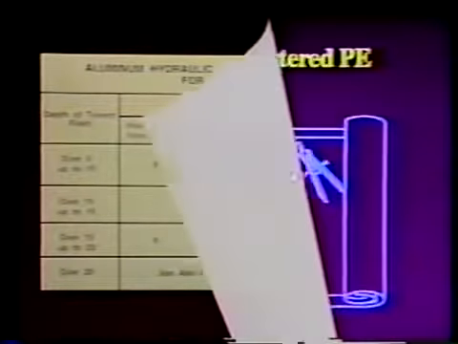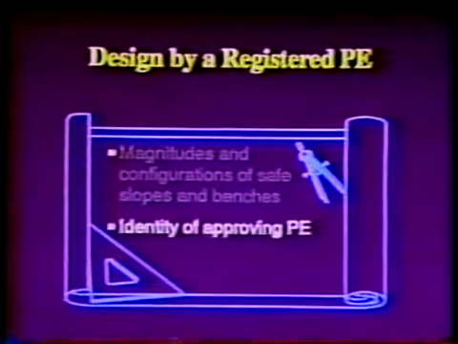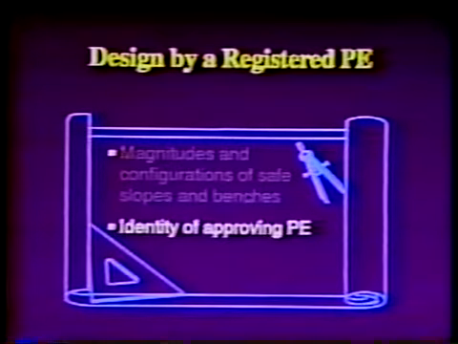The fourth option involves the design by a registered professional engineer. Designs must be in written form and must include the magnitudes and configurations of slopes and benches determined to be safe for the project, as well as the identity of the approving PE.